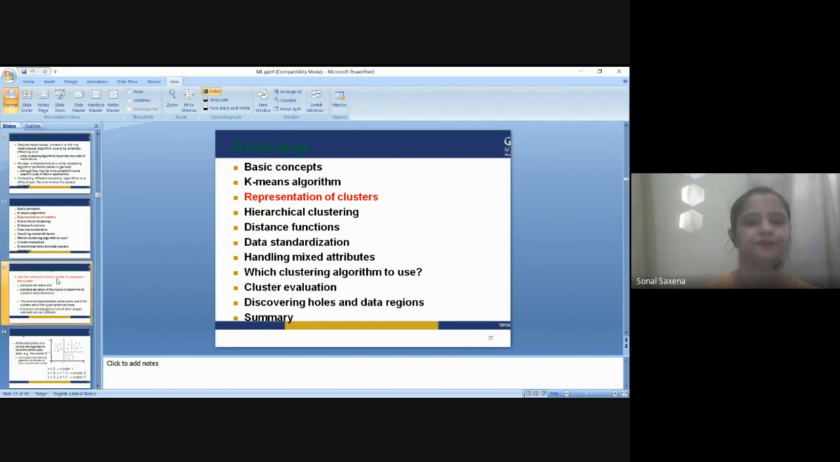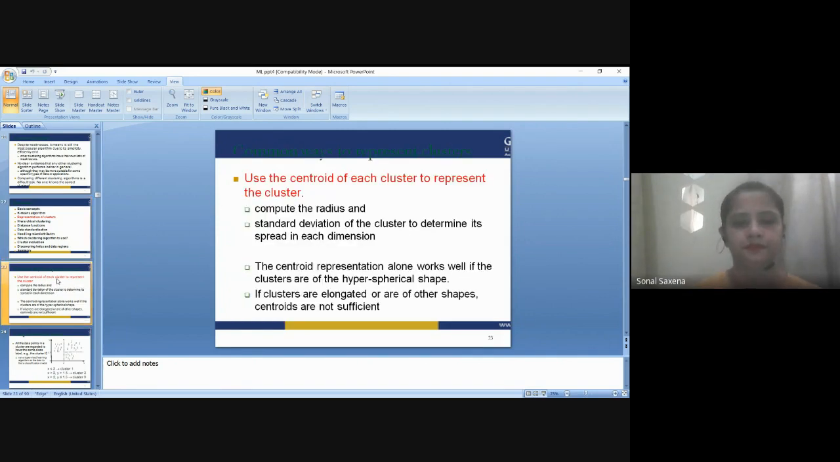Okay, so let's move forward. In the last class we have seen clusters and clusterings, and based on that we have seen the k-means clustering algorithm. Today we'll see some of the popular and common ways to represent the clusters. Let us understand how you can represent them.